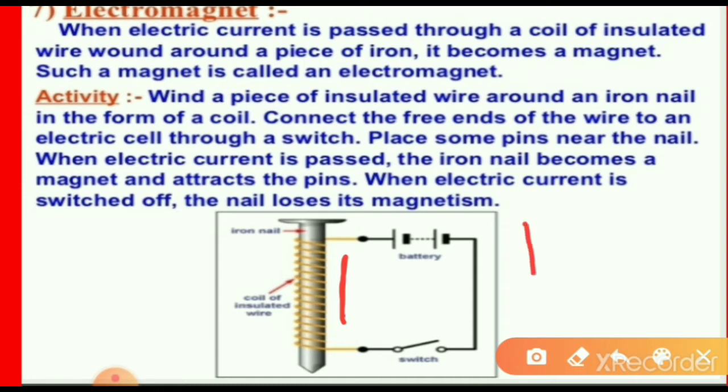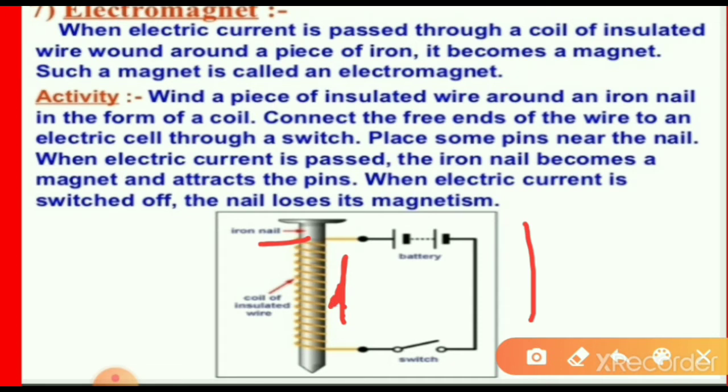Observe this circuit. First we have to take around a 75 centimeter long piece of insulated, flexible wire, plastic or cloth covered, enameled. This is the insulated flexible copper wire, and next we take an iron nail.